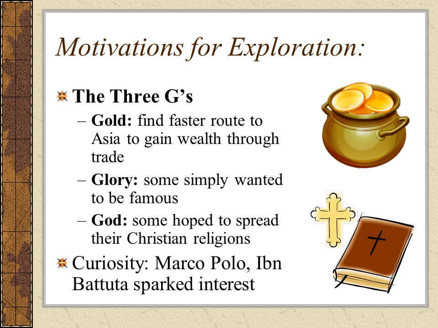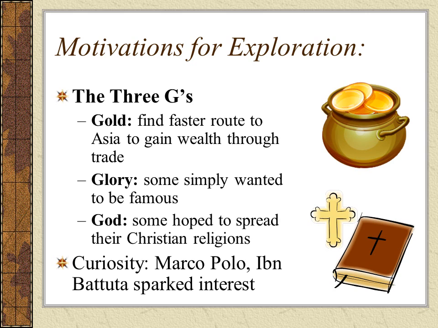First things we want to look at are the motivations, and when you're looking at the pictures there, you should be able to tell two of them right off the bat. We're going to call them the 3 Gs, even though there are other ways to describe them. We want to make it easier, like with a mnemonic device, to help you remember why the Europeans want to explore. So the first G is gold, wealth. They want to find a faster route to Asia.